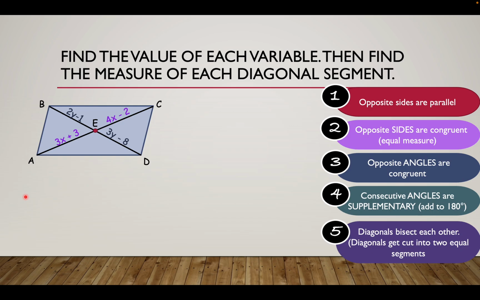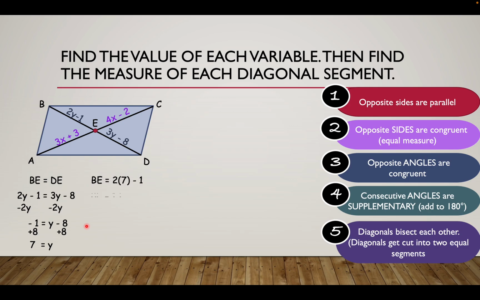Our last property, diagonals bisect each other. Get cut into 2 equal segments. Therefore, we know that BE equals DE, so we can say 2y minus 1 equals 3y minus 8. Now again, I can move the 3y over here, but I'm dealing with a negative, so I'm going to move the 2y to the right side, leaving me with the negative 1, 1y minus 8. So to move the 8, I'm going to add it to both sides. So we get y equals 7.